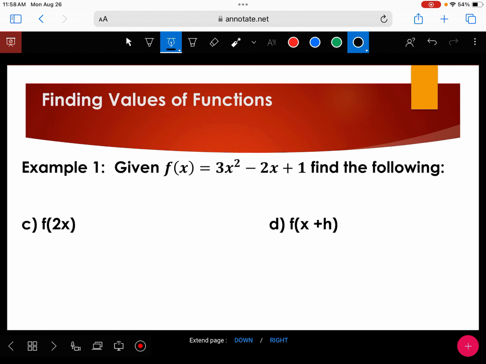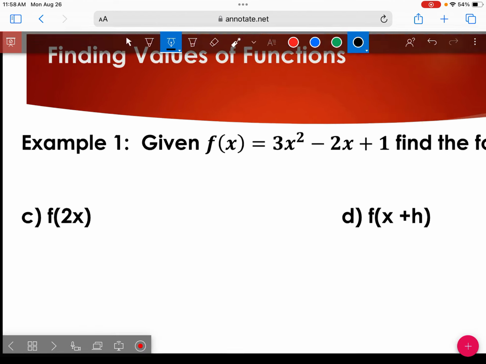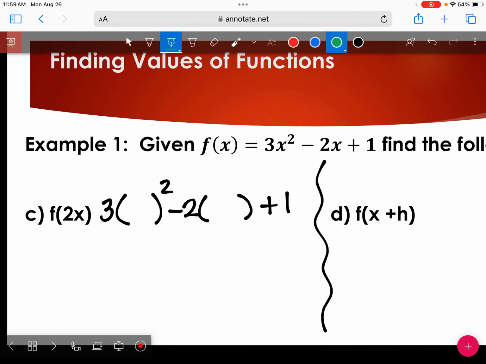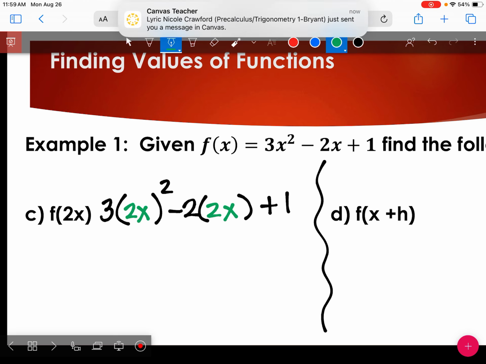All right, next example. Same one, same function, but now we have 2 different inputs again. For question C, my input is a 2x. So we're going to put our 2x here and here. You always follow order of operations.